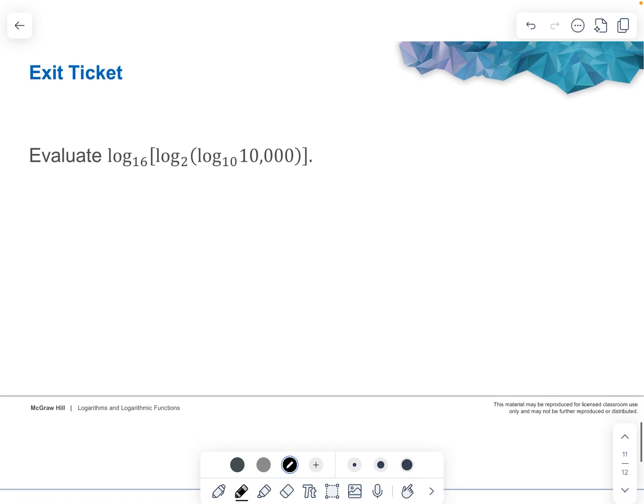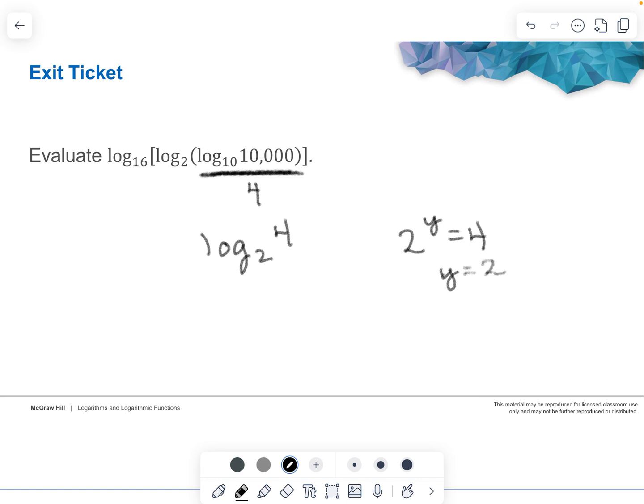And for an exit ticket today, a multi-step problem. I believe we just did this part because we have to start with the innermost parentheses. So log base 10 of 10,000 we know is 4 because we just did it above. So then I need to do log base 2 of 4. So 2 to what power gives me 4? That would be 2.